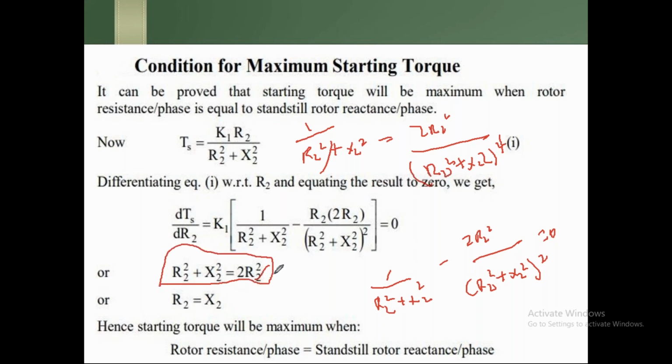This equation is satisfied when R2 equals X2. What is the condition for maximum starting torque? The condition is when R2 equals X2, then you will get the maximum starting torque. That is, rotor resistance per phase equals standstill rotor reactance per phase. So this is the condition for maximum starting torque.